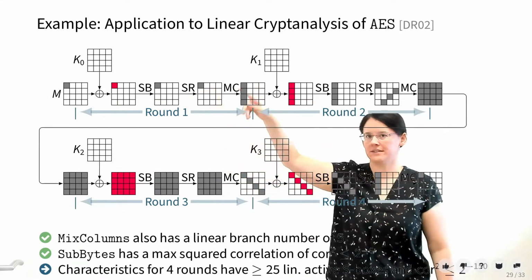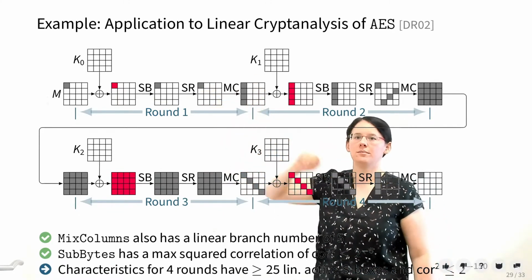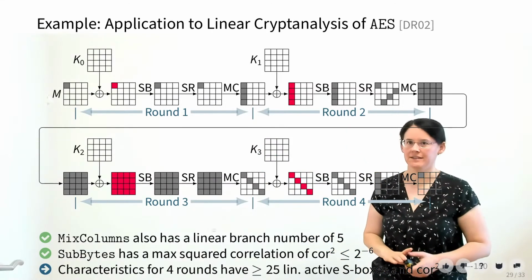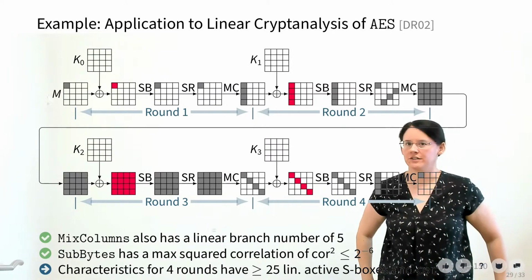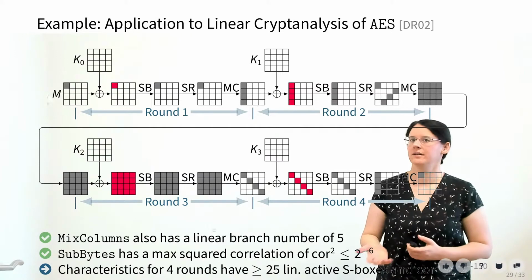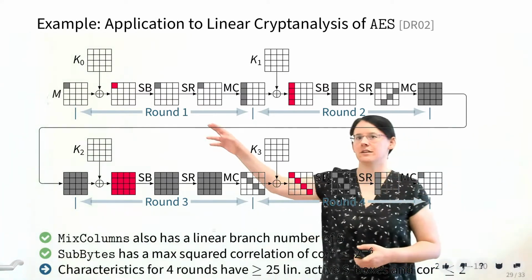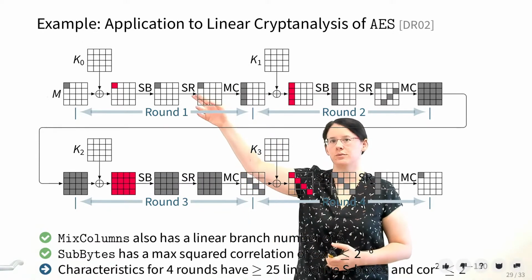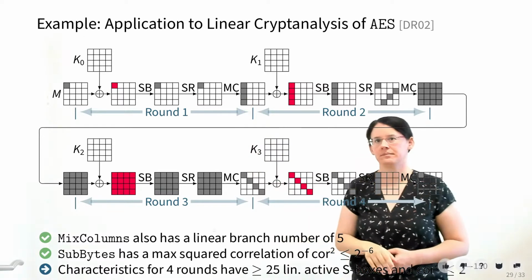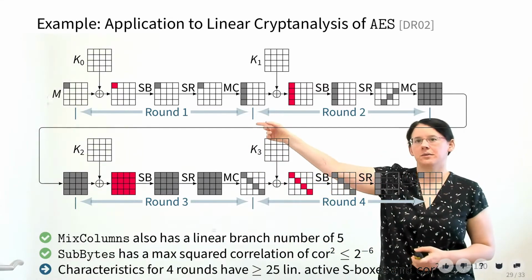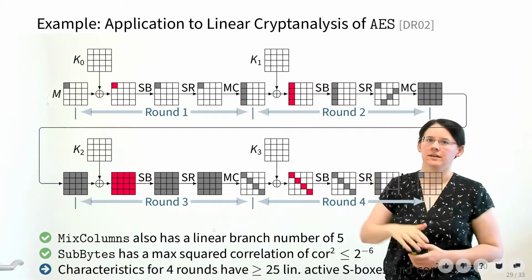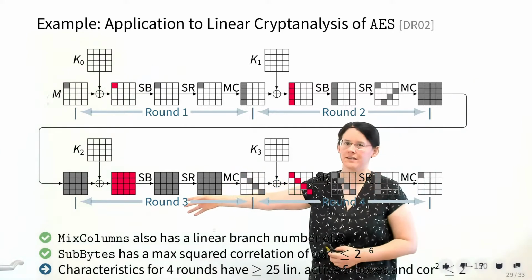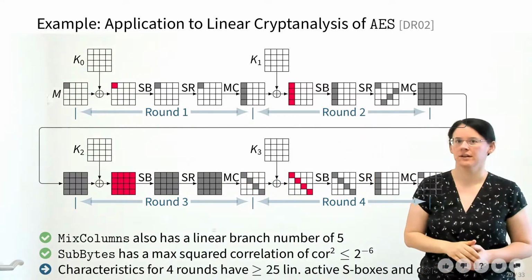And now mixed columns, this is the interesting step. Mixed columns actually has the same lovely property for linear approximations as for the differential case. Namely, its linear branch number is the same as the differential branch number, which is 5. Which means if I have just one active cell at the input, all of the output cells must be active. If I would have 2 here, it would be at least 3 here, and so on. So if I start with just one active cell, I would go into the second round with 4 active cells, and so on, which would blow up to a fully active state, and then potentially reduce again to this one here.